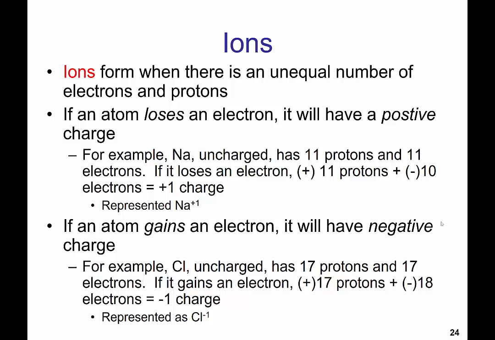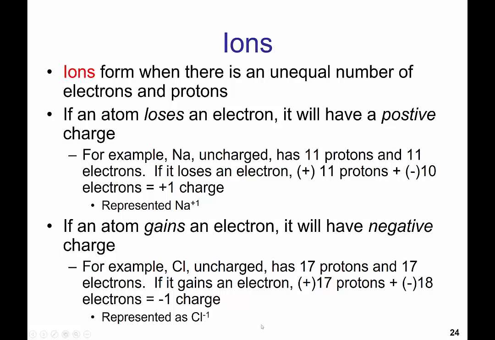On the other hand, if an atom gains an electron, it will have an overall negative charge. This is because electrons, which are negatively charged, now outnumber protons, which are positively charged. Our example is chlorine, represented by Cl here. If it's uncharged, you have 17 protons and 17 electrons. If it gains an electron, you have positive 17 protons plus negative 18 electrons for an overall negative 1 charge. This is represented as chlorine with a negative 1 charge here.